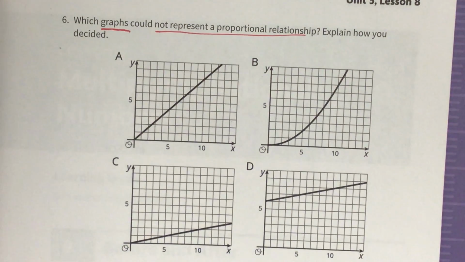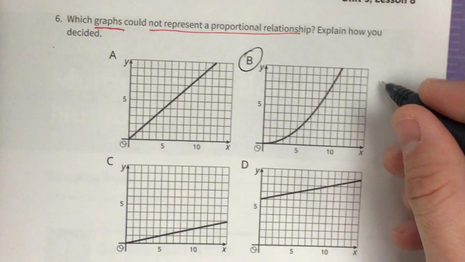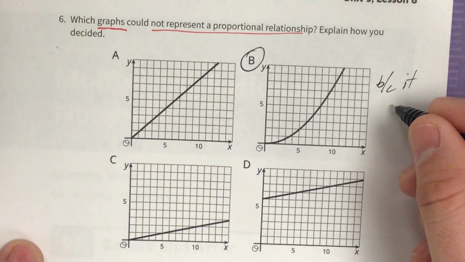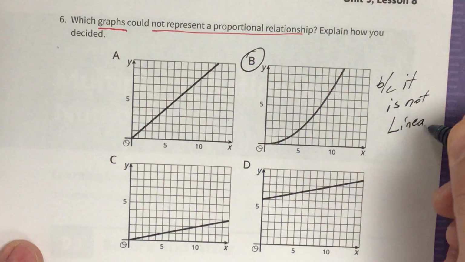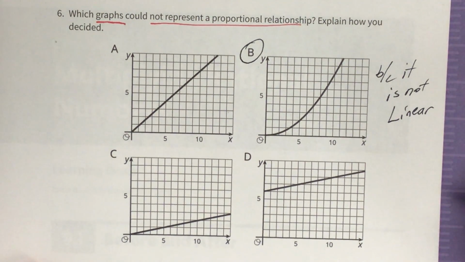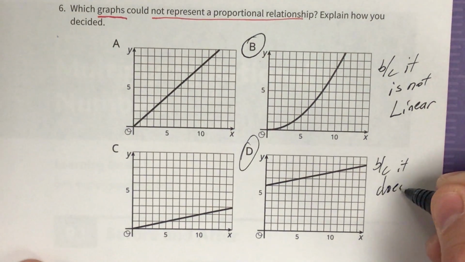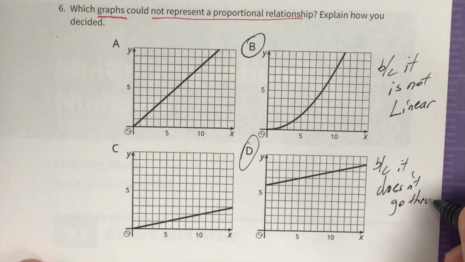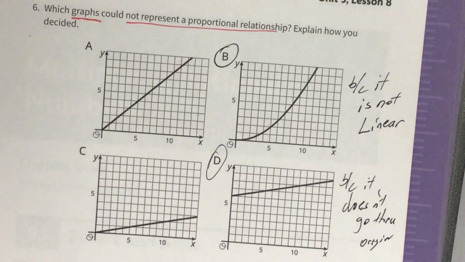Question D. Which graphs cannot represent a proportional relationship? Review from Unit 1. Who hasn't answered yet? Sophia, have you answered one yet? Okay, why B? Because it's not... It is what? Not what? Linear. Very good. Has to be linear. And you got another one? Why? Doesn't go through origin. Okay, it has to be linear and it has to go through the origin to be a proportional relationship on a graph.